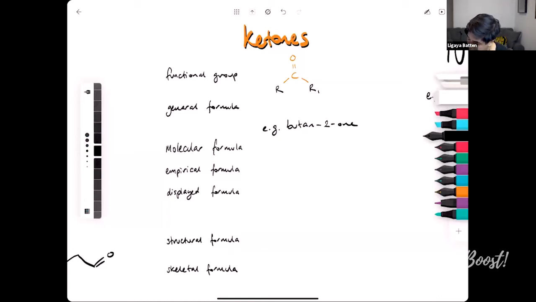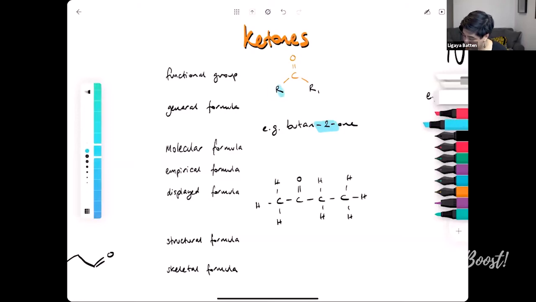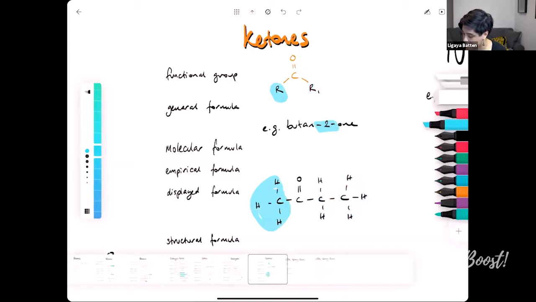So let's have a look here at the displayed formula. C, C, C, C. If it's butan-2-one, then the second carbon has the oxygen attached, and then we have everything else being hydrogens. So in this case, if we compare this to the general formula, this is this R group, and this is this R group. Well, I'll show it maybe in a different color.